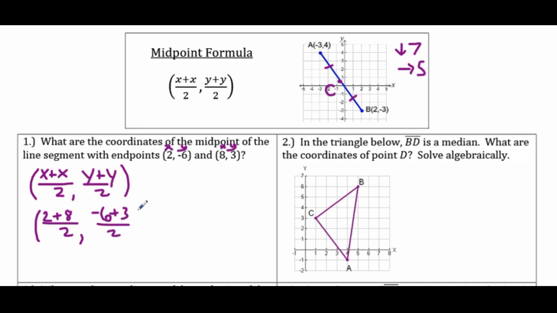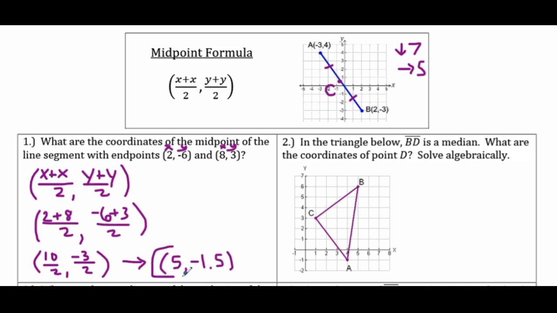Next step is you want to just add the numbers on the top in the numerator. 2 plus 8 is 10. Okay, and then the other one, -6 plus 3 is -3. Divide by 2, and at this point, just reduce it down. 10 divided by 2 is 5. -3/2, you can leave it as -3/2, a fraction, or you can write it as a decimal, -1.5. Either one would be correct. Just make sure that you have parentheses around your final answer because it is a point.